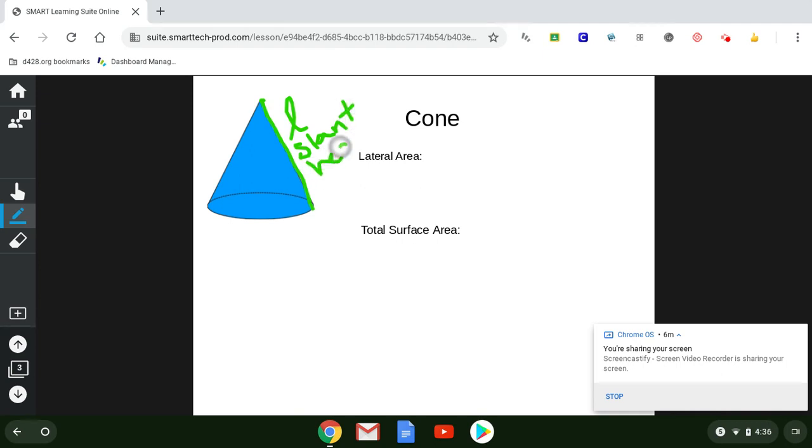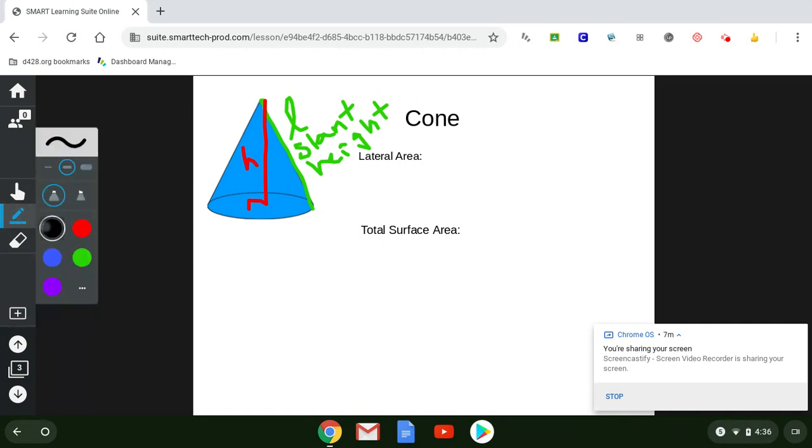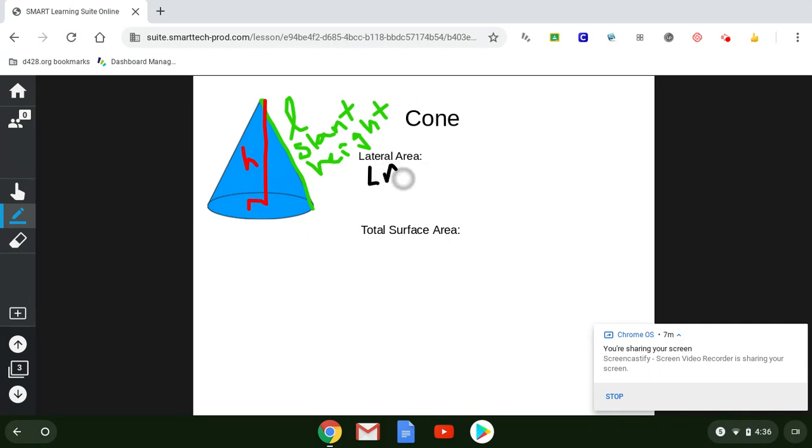The true height of the cone, again, is going to be perpendicular with the base. So going from the top down to the base, making 90 degrees, is going to be the true height of the 3D shape. Now, to find lateral area, it actually uses the lateral area formula of the pyramids. Remember, we just found it. It's 1/2 the perimeter times the slant height.